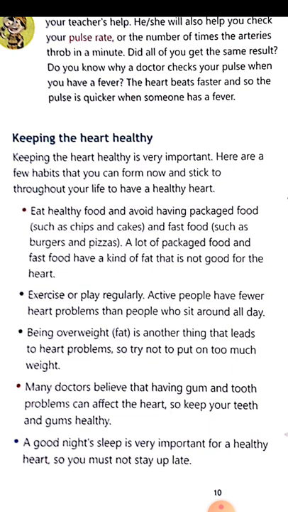Next, a good night's sleep is very important for a healthy heart. So you must not stay up late. Early to bed, early to rise.